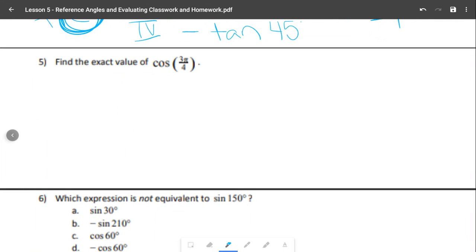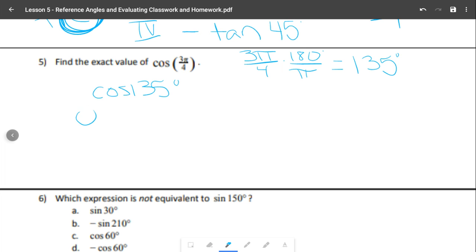Question 5, find the exact value of cosine of 3 pi over 4. So again, we have to convert our angle, multiply by 180 over pi, and you should get 135. So we're looking for cosine of 135. So Q, quadrant, 135 is in the second quadrant. It is between 90 and 180.